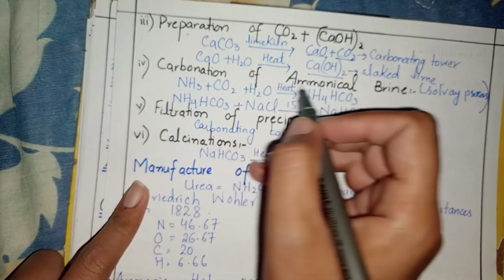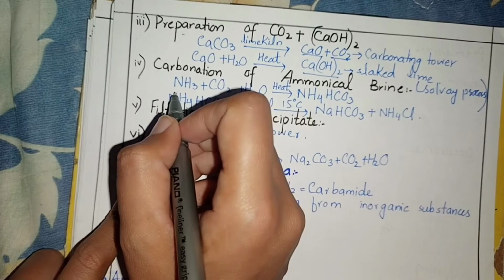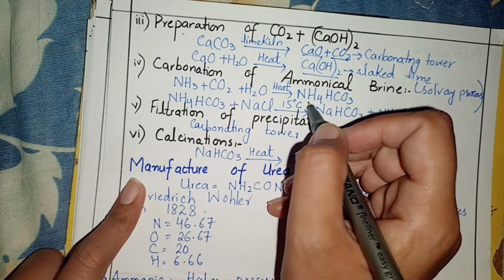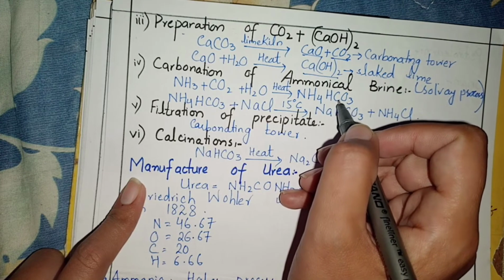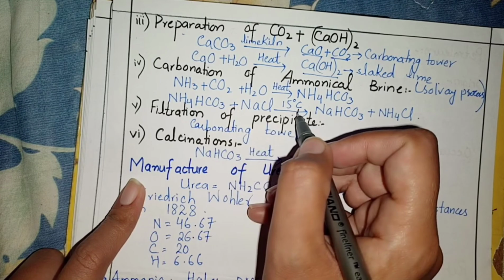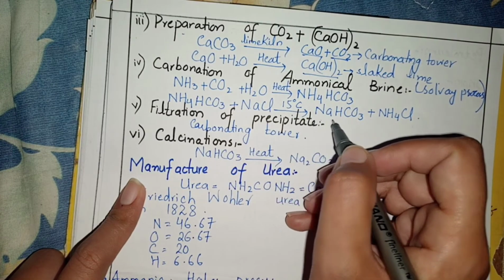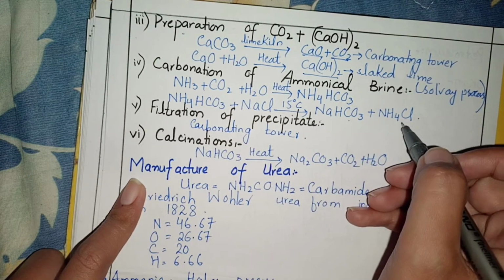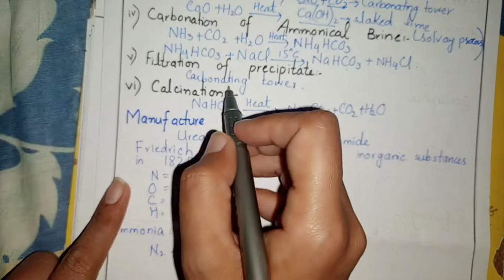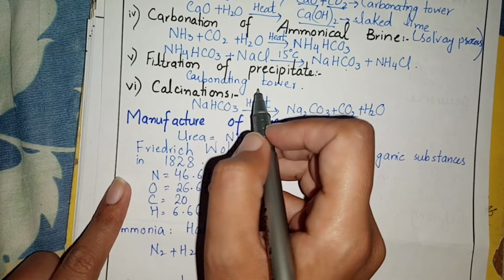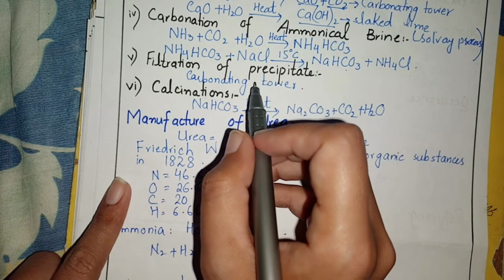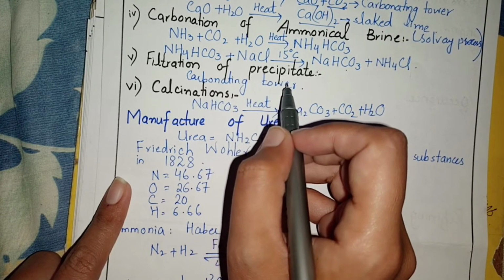Now the carbonation of ammonical brine, in which ammonia combined with carbon dioxide and water will form ammonium bicarbonate. Then the ammonium bicarbonate will combine with NaCl at 15 degrees C. It will form sodium bicarbonate and ammonium chloride. Filtration of precipitate occurs in the carbonating tower. The sodium bicarbonate is separated from the solution by filtration.